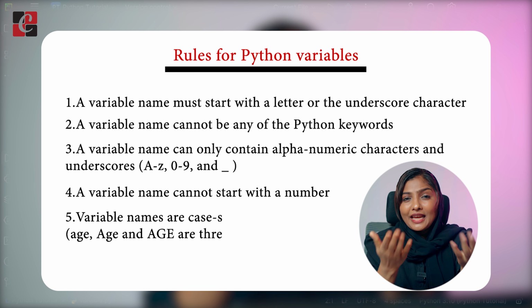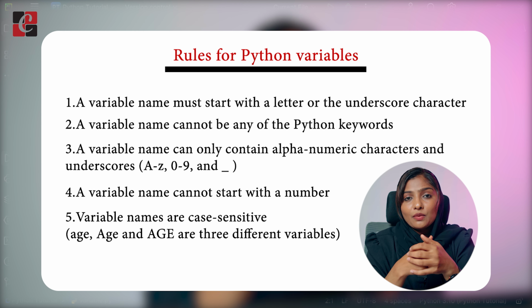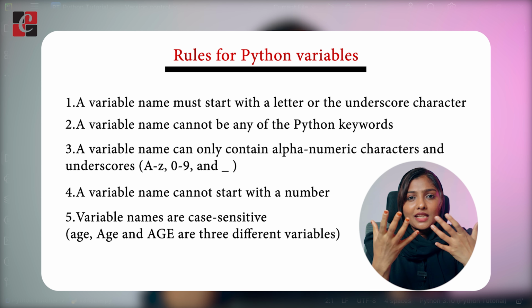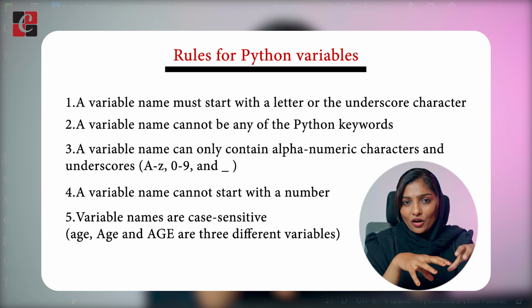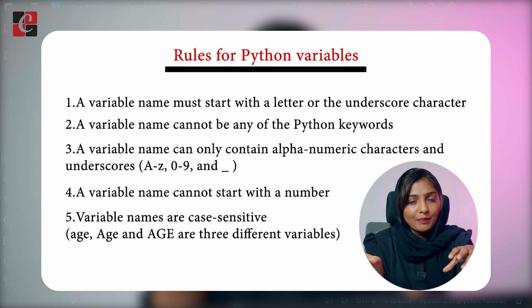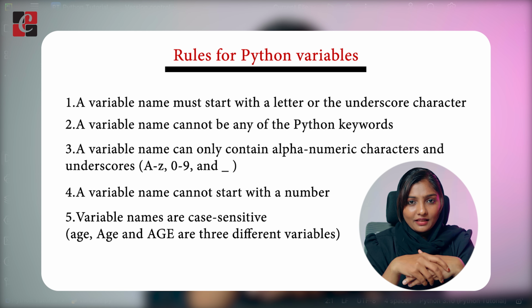And a variable name is case sensitive, which means let's consider a word called age. If I'm writing age in small letters, age in capital letters, and another word age with a mixture of capital and small letters, then all these three words will be treated as separate variables in Python. So we can find some of the legal representations and illegal representations of variables in Python.